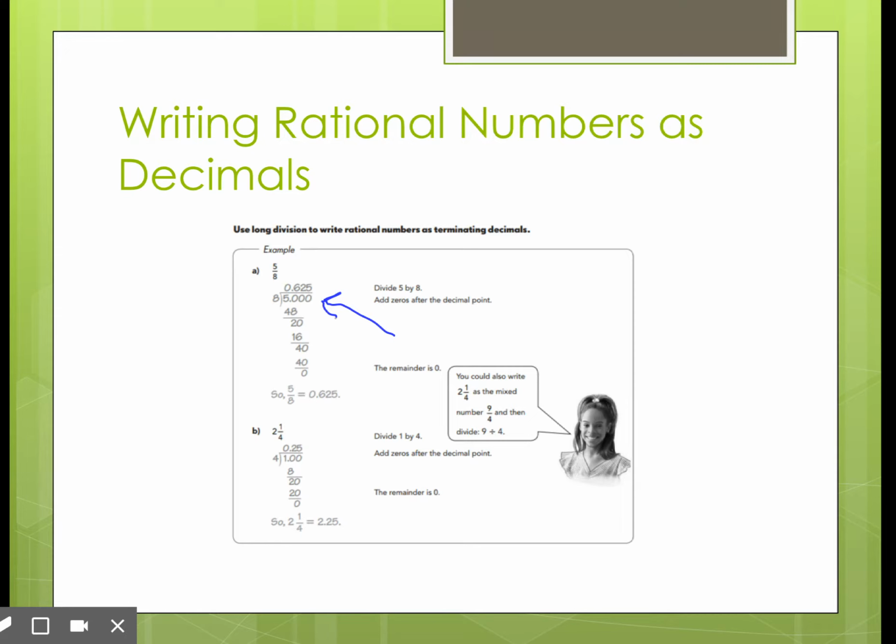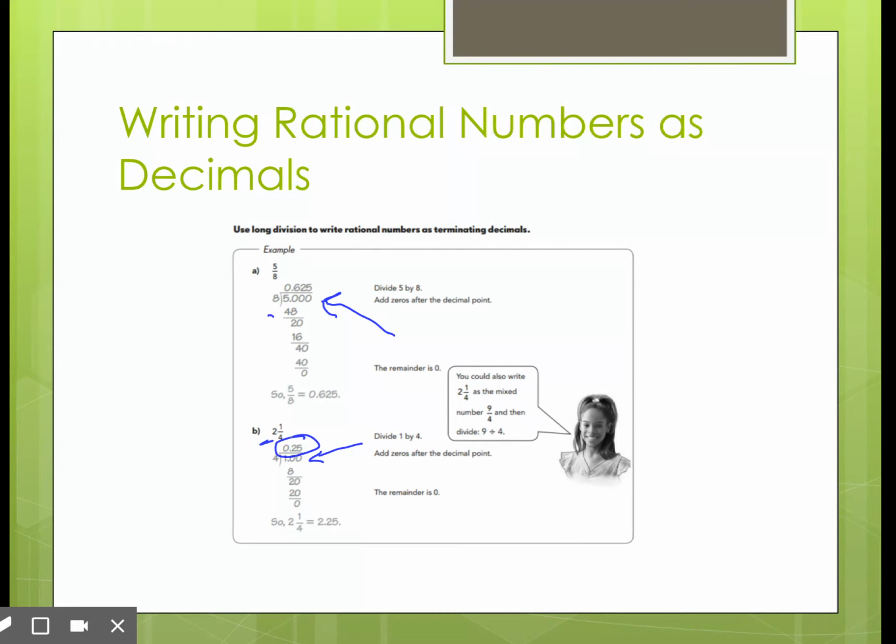So they went through the process. They divided 8 into 50, subtracted, brought down, and repeated. And 5/8 as a decimal is 0.625. 2 1/4 as a decimal. They ignored the whole number of the 2 for the time being and just changed our division problem to 1.00 divided by 4. After they went through the long division, they wound up with 0.25.